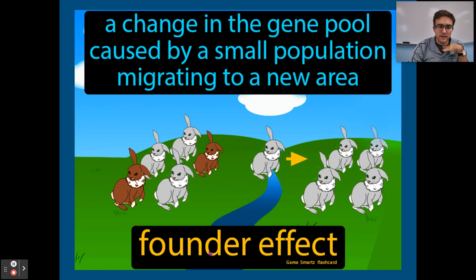It's the same idea here with the rabbits crossing the river. If only the gray rabbits cross the river, then this population only has gray rabbits. So genetic drift is especially dangerous to small populations because they don't have a large gene pool to begin with. So they really have to be careful not to lose any more.